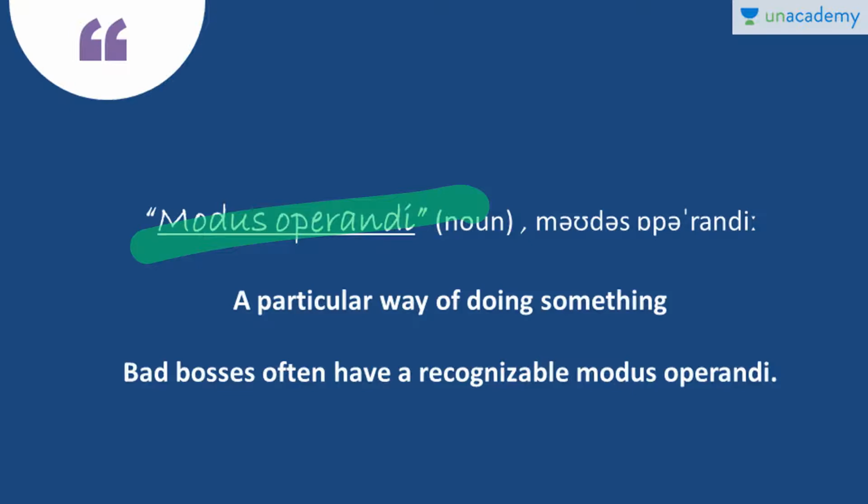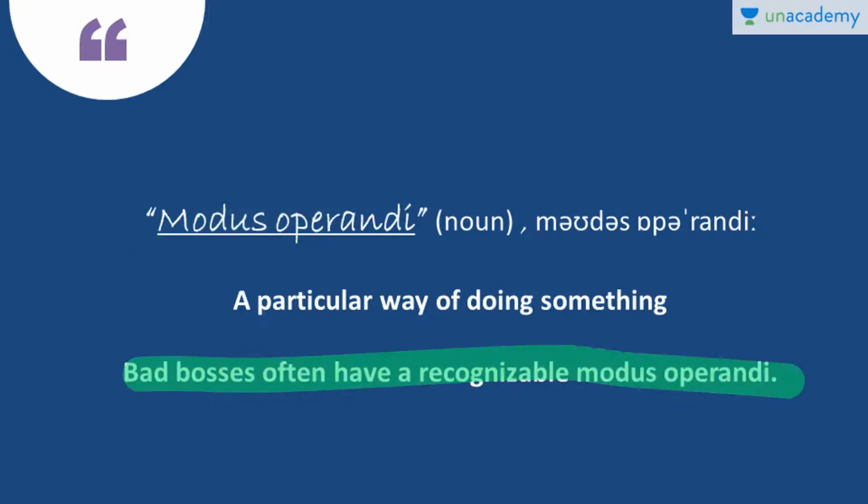Whenever we have something to do, a particular way to do that something is known as the modus operandi for that thing. For example, bad bosses often have a recognizable modus operandi. Different bosses have different ways of doing things, isn't it? For every different boss, the structure would be different. The way in which employees are going to perform is different. So the example is saying that bad bosses are the bosses who actually appear to be bad to their employees.